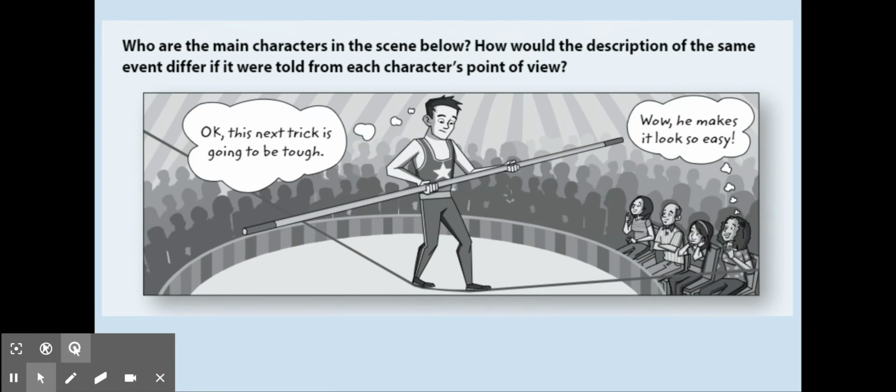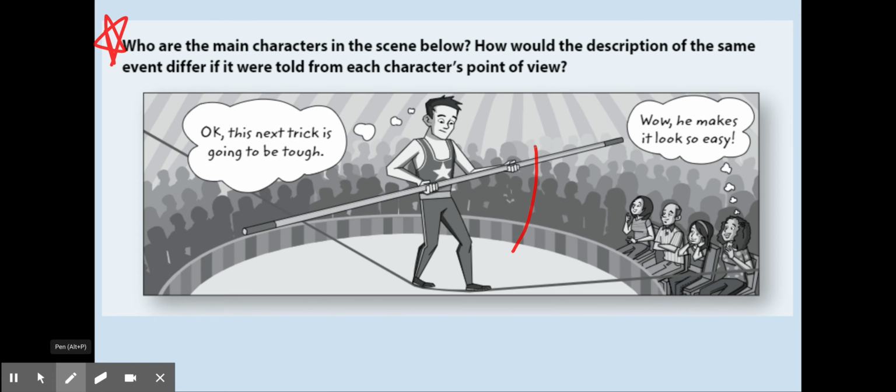Let's look at our picture in the middle of the page. It asks us, who are the main characters in the scene below? How would the description of the same event differ if it were told from each character's point of view? So the first thing we want to do is circle our main characters. Notice you've got all these people in the background whose faces you can't see, so they're not going to be your main characters. But your main characters are the ones where you can actually know what's going on with them.